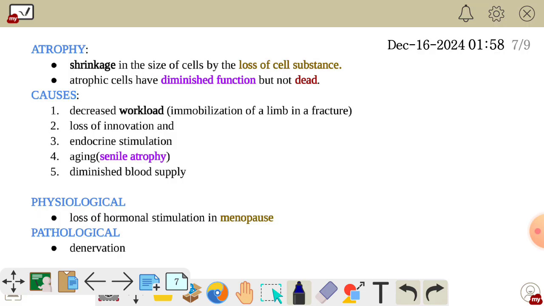Apart from that, we have diminished blood supply. When an organ has reduced blood supply, the cells won't receive enough nutrients and oxygen, so they will atrophy. So those are causes of atrophy; now examples of physiological and pathological atrophy.